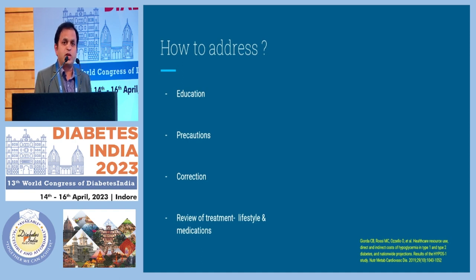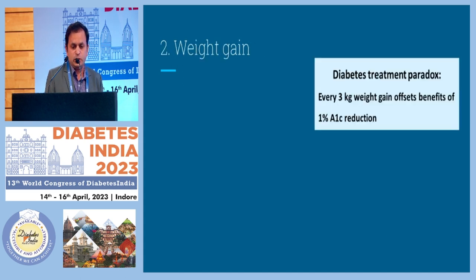And many times, the amount of correction matters. What happens is, instead of taking 25 gram of fast acting glucose carbs, which is almost 5 spoons of sugar or 5 spoons of glucose powder, they take only 1 spoon of sugar and expect that it will correct, because they are very worried about the sugar shooting up. So that also has to be educated properly. And you have to review the treatment, and either the lifestyle has to be corrected or the medication has to be changed according to the lifestyle.